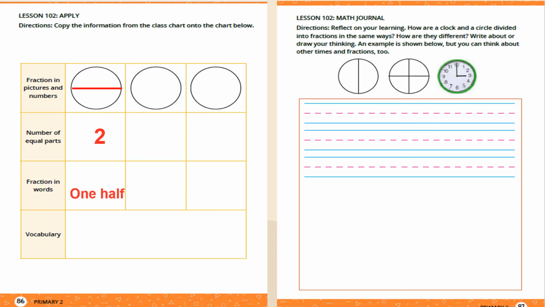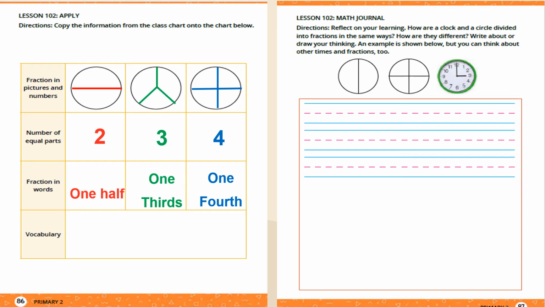1/2. Okay. In the second circle, I will divide the circle into three equal parts. 1, 2, 3. Okay, so the number of equal parts is 3. And the fraction in words, how can I write? 1/3. Okay, in the last circle, I will divide the circle into 4 parts. So the number of equal parts is 4. And how can I read it? 1/4.